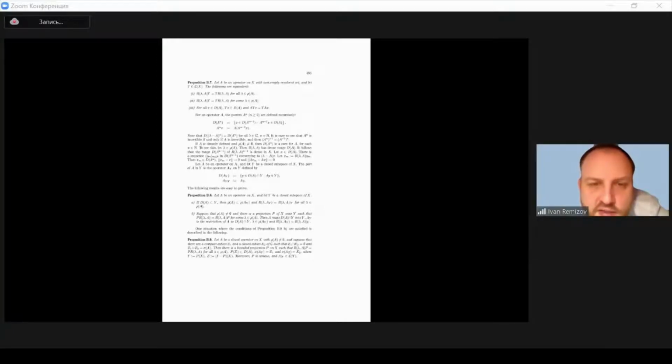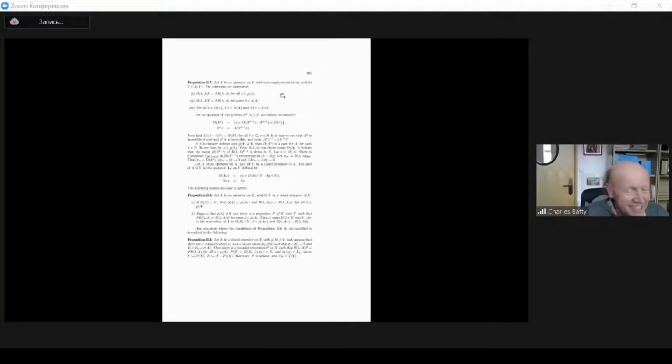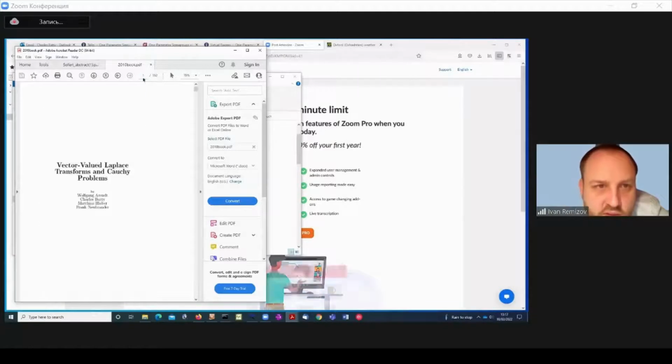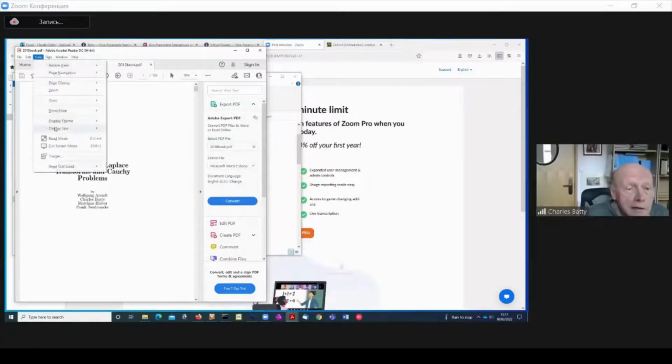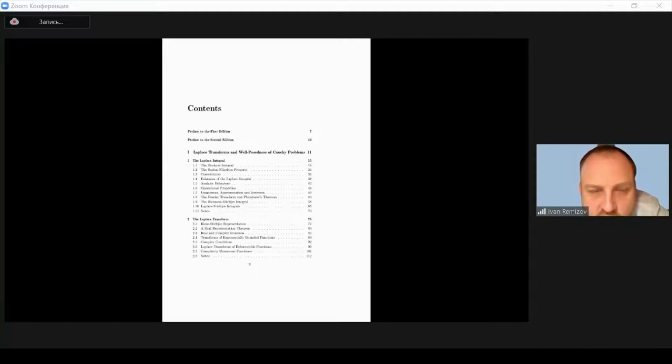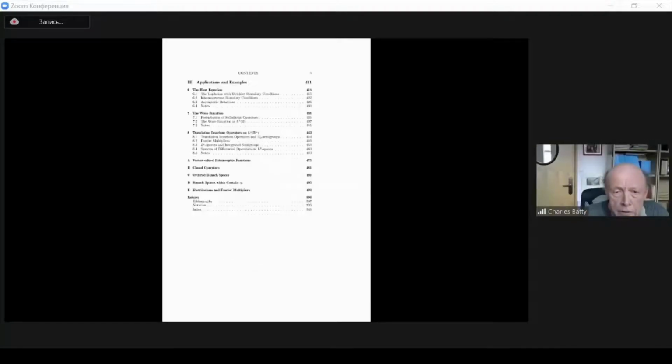Can you please show the title of the book? Most people call it the Green Book. It's Vector-valued Laplace Transforms. Maybe you can show the first page. And the second page? Here the contents come. And then that comes from the appendices, which is appendix B here, which is just these basic properties of closed operators.